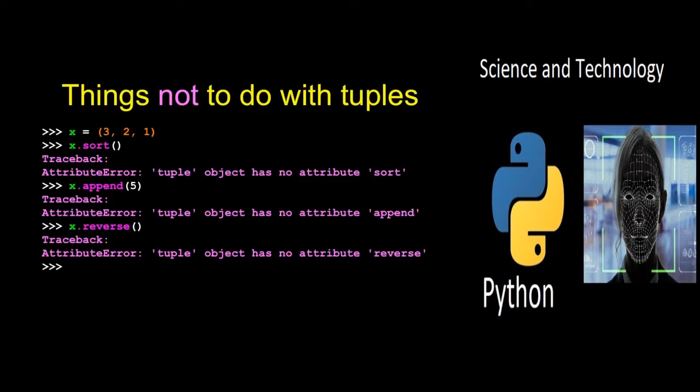So there's a lot of things that you can do with lists that you also can't do with tuples, but they're really just a corollary of this notion of non-mutability. And so, like, you can sort a list, but you can't sort tuples.